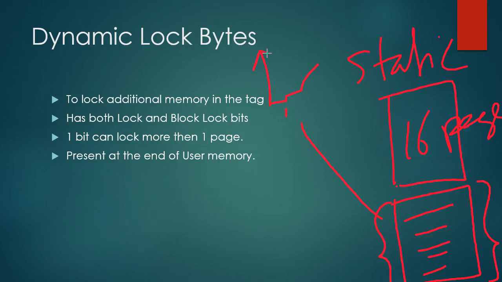Just like the static locks, you can see both lock and block locking bits. If you compare this with a static block, in a static block one bit is used to lock only one page, whereas here a single bit can lock more than one page. And usually these dynamic lock bytes are present at the end of the user memory. So I'm going to show you what the documentation says about the dynamic lock bytes, and then you are going to play with the tag.